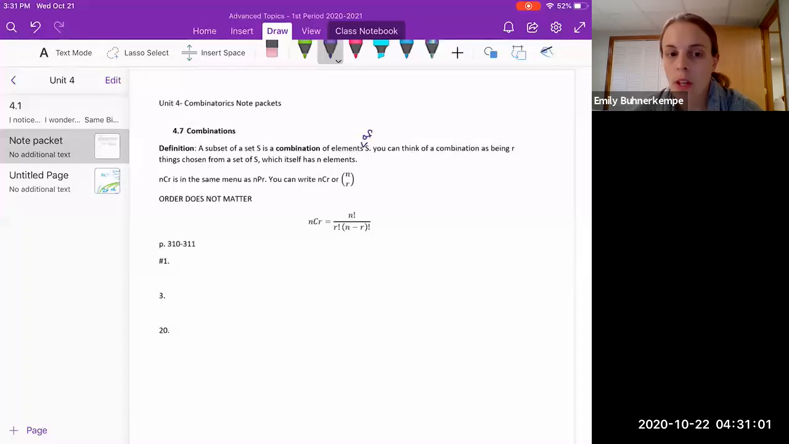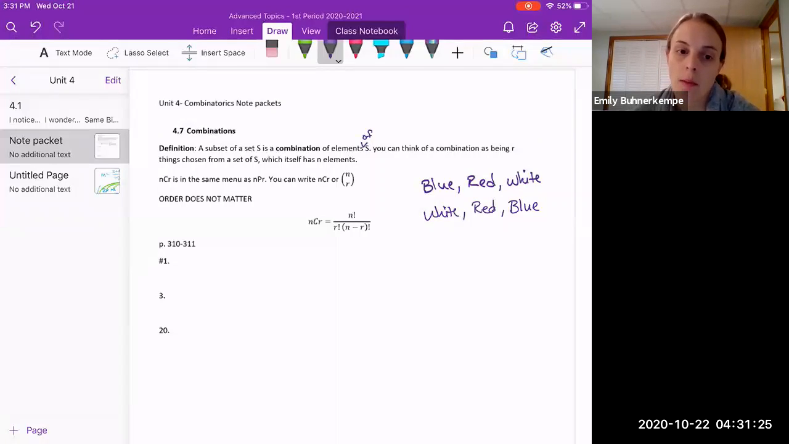So for example, if you wanted to select 3 different colored flowers to be part of a bouquet, and you were going to select blue, red, and white, this would be the same selection as white, red, blue. So in a combination, the order in which you select the items does not matter. It does not get counted as a distinct option. They would be considered the same option in a combination.